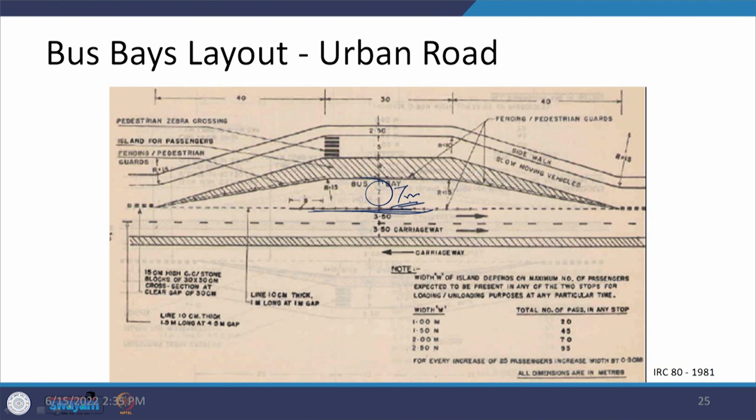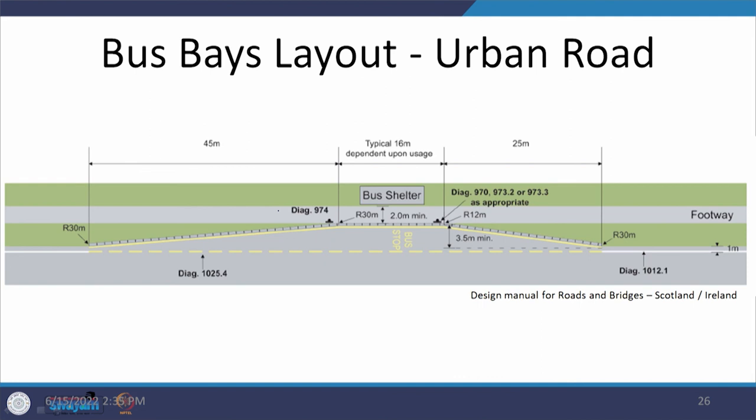So, if there are 2 buses, 3 buses, then we have to provide the possibility of passing. And if there is a requirement, then fencing can also be used here if the segregation is to be maintained. That is another way of ensuring the safety. This is a layout which is being taken from the design manual of roads and bridges. More or less similar things are there.